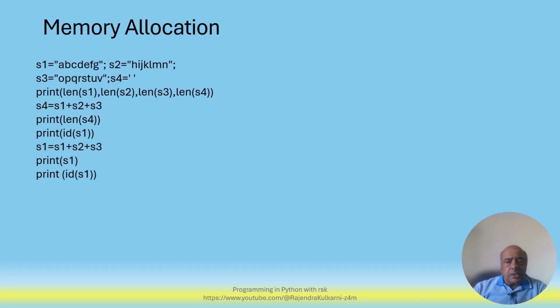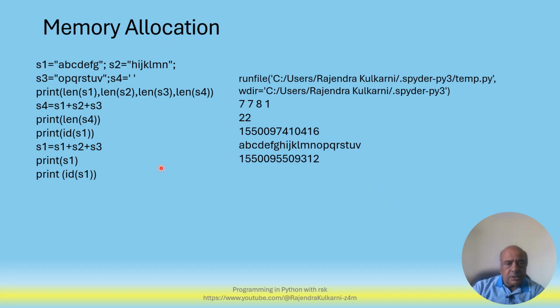There is a case of memory allocation: how Python manages memory of a variable when it changes, expands or shrinks at runtime, when the program is running. Let us see what happens. We have 4 strings here. Then this print len statement gives us the number of characters in these strings: 7, 7, 8 and 1.